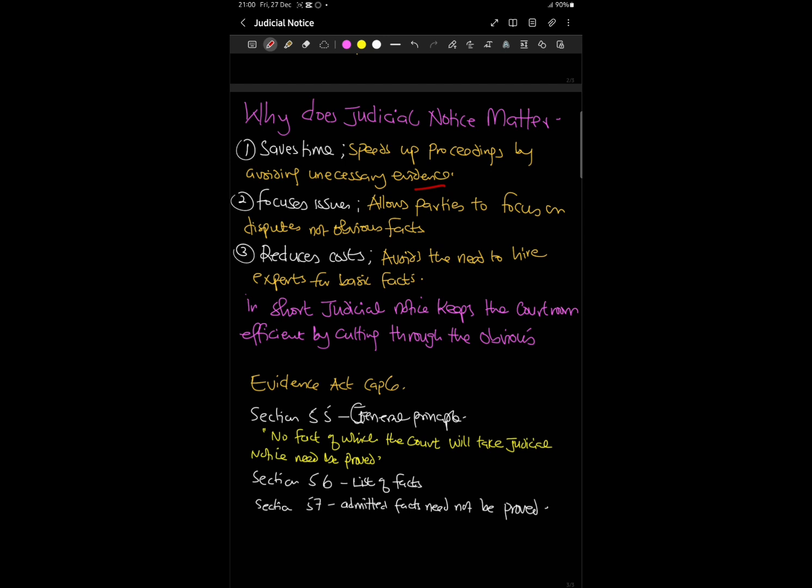So in short, judicial notice keeps the courtroom efficient by cutting through the obvious. You go straight to what matters, no beating around the bush.